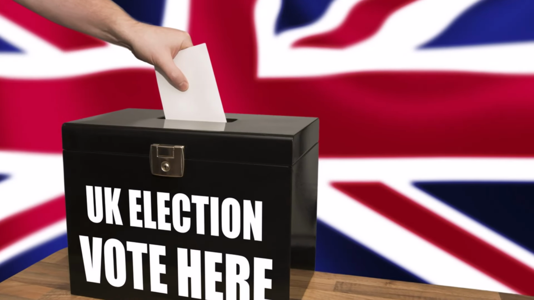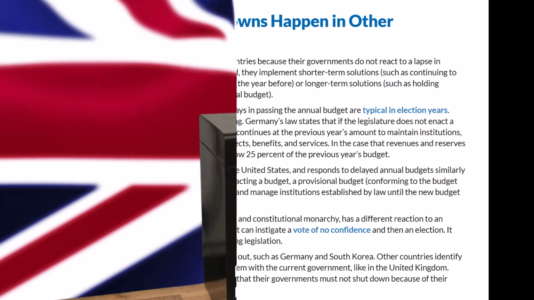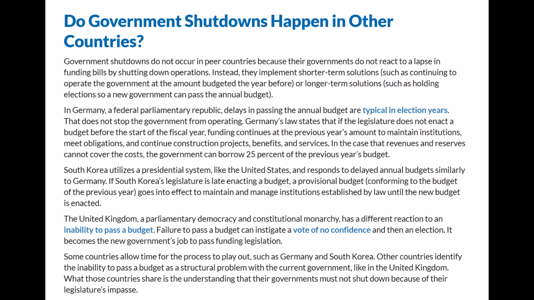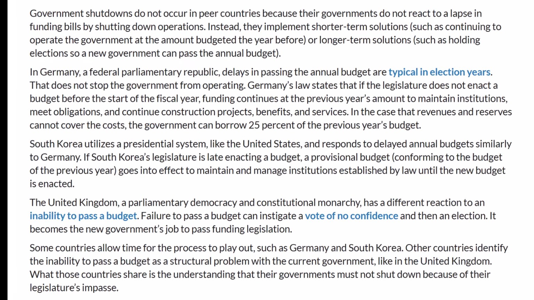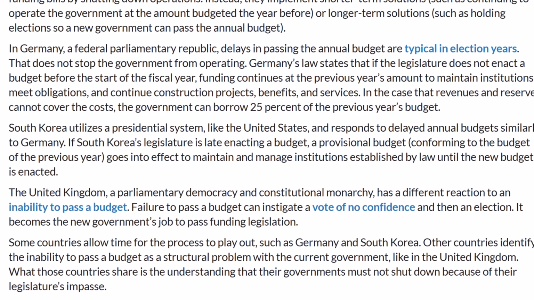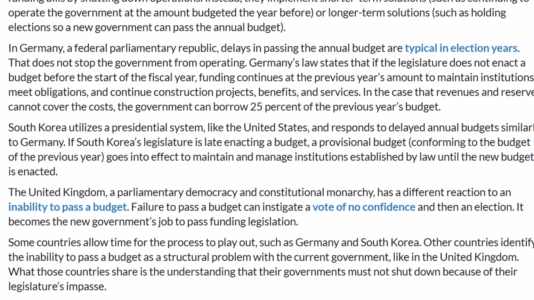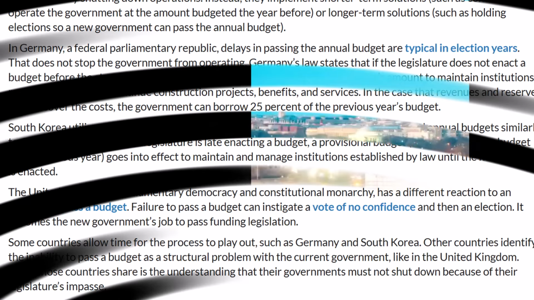Analyzing how Germany, South Korea, and the United Kingdom operate, the foundation concludes what those countries share is the understanding that their governments must not shut down because of their legislature's impasse. The 2025 shutdown is different than the previous ones.